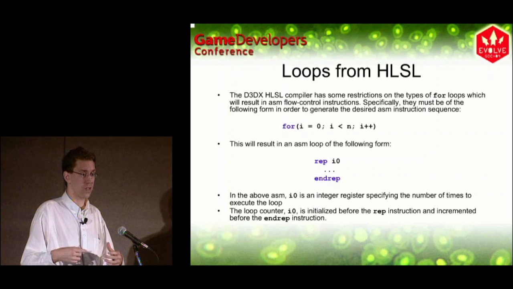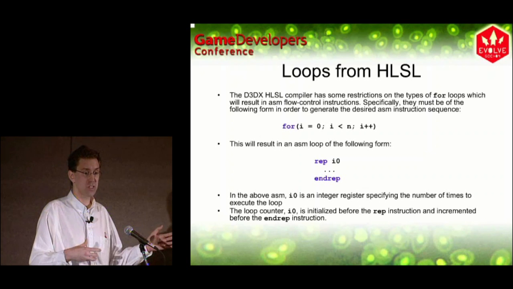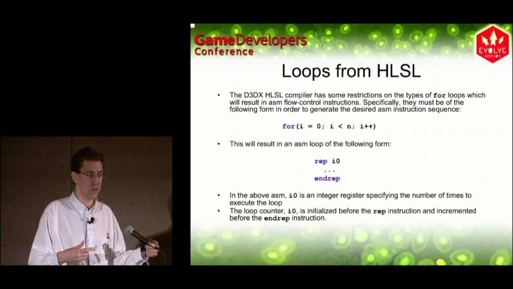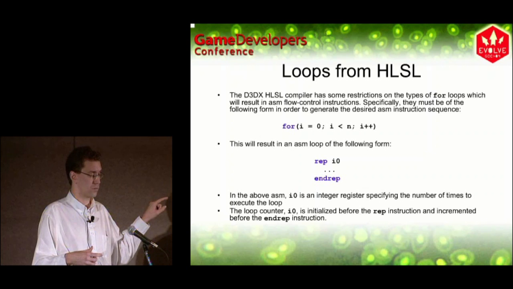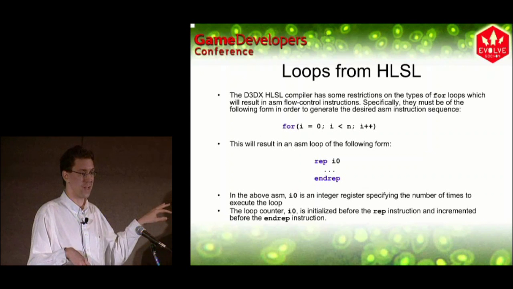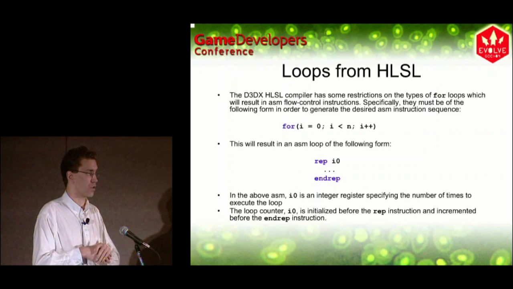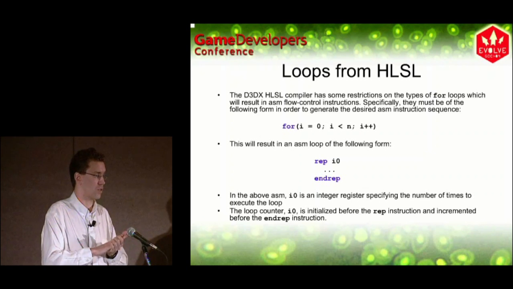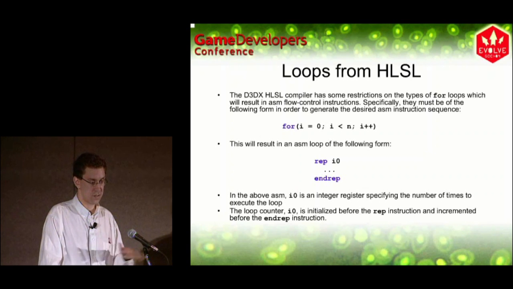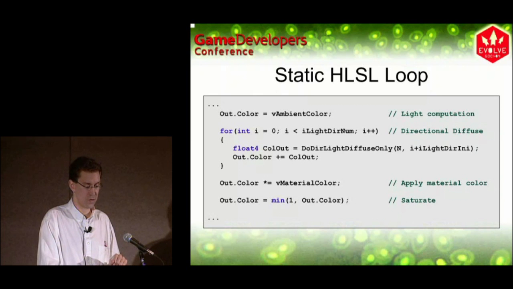It'll unroll that code. If you really want to generate an actual loop in the ASM, then you're going to have to use this flavor of for loop, like this exact flavor. You can substitute like I in the end, but the rest of it has to be the same. So that's how you hit the flow control using the HLSL compiler currently. That's a good little tidbit to keep in mind if you really want to generate that kind of code.